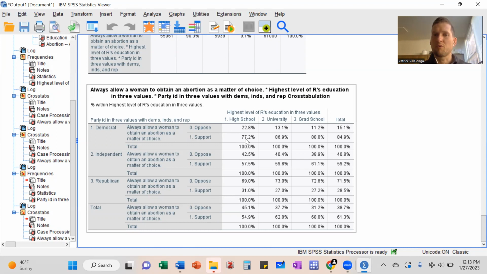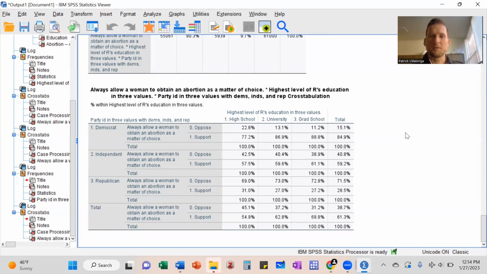There's some evidence here to suggest that the influence of education is really through making people more liberal, and the fact that they're more liberal means that they're more likely to support abortion rights. Another way of phrasing that is that the influence of education on abortion rights doesn't have the same influence across the spectrum of party ID. This is an interesting finding.